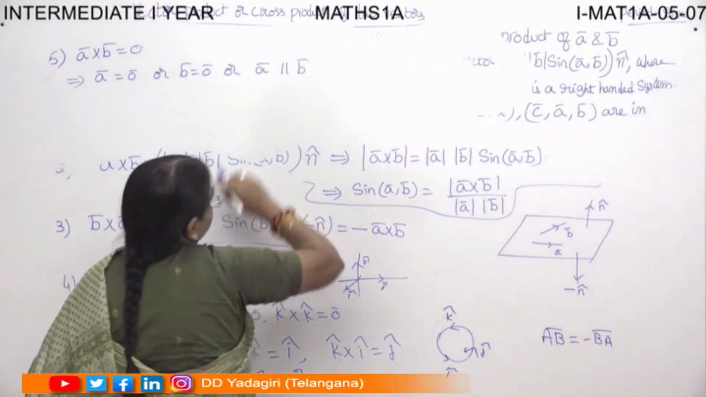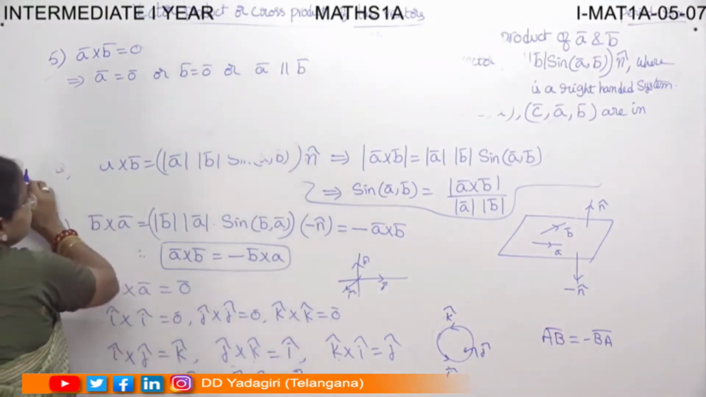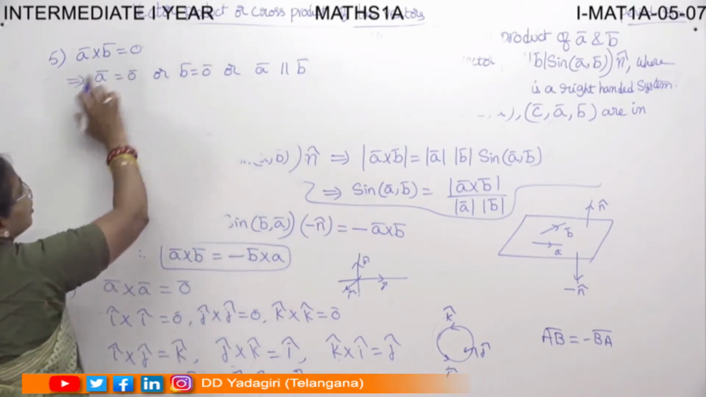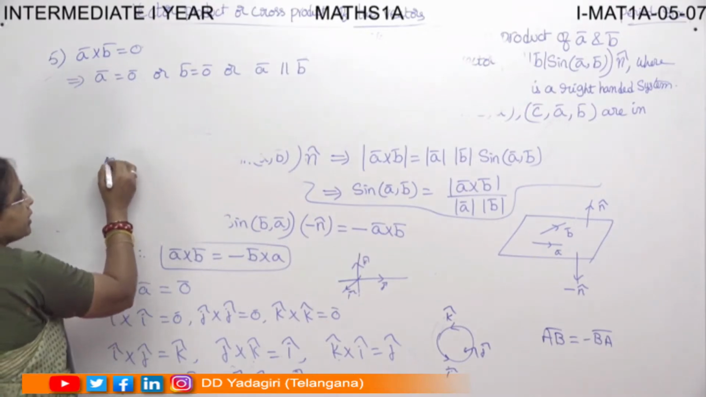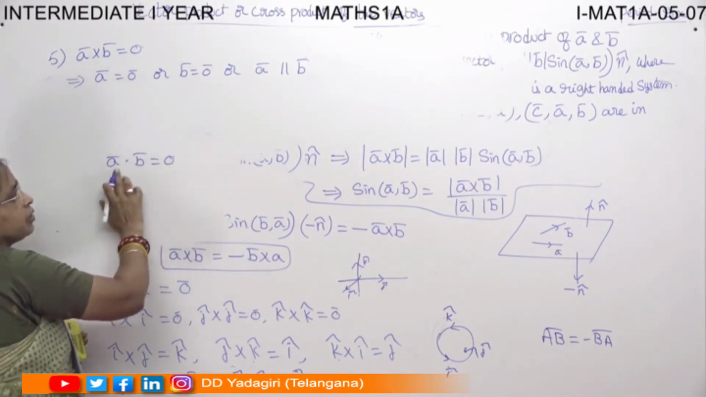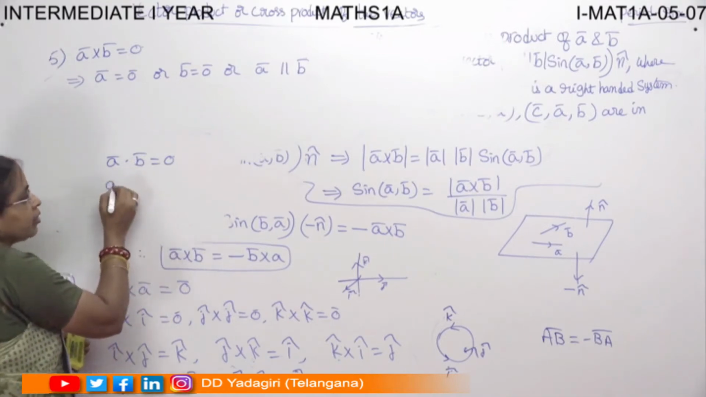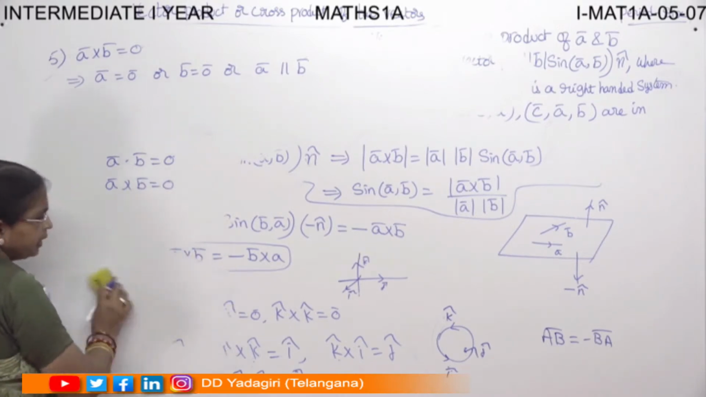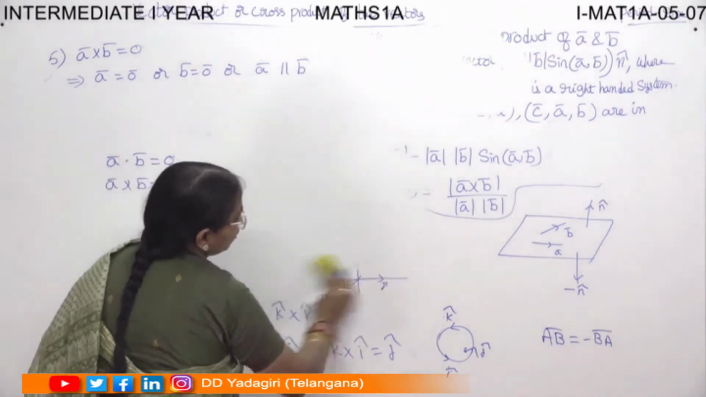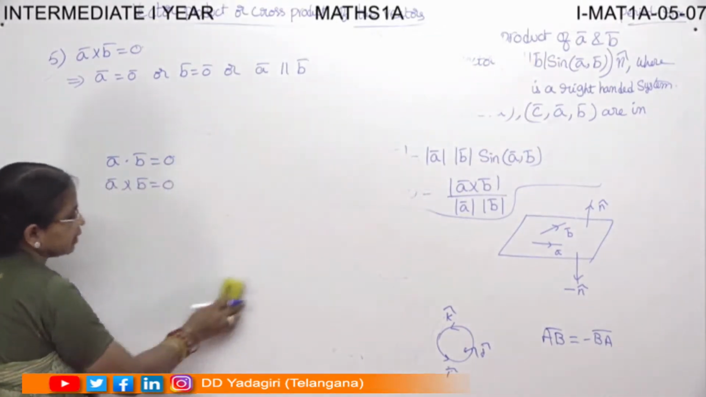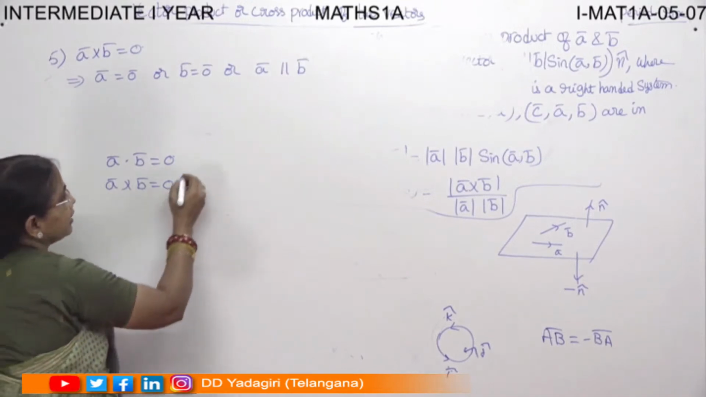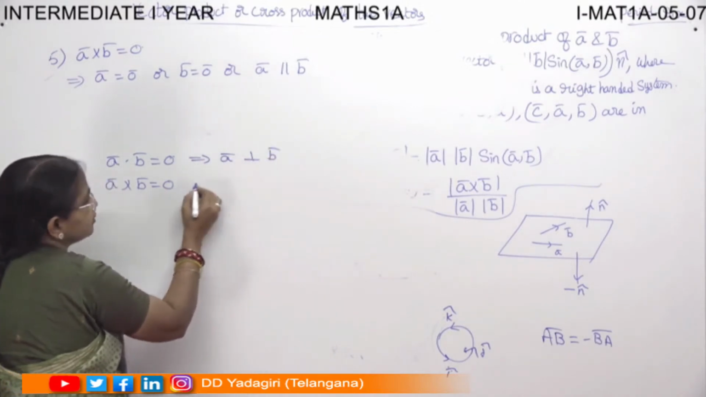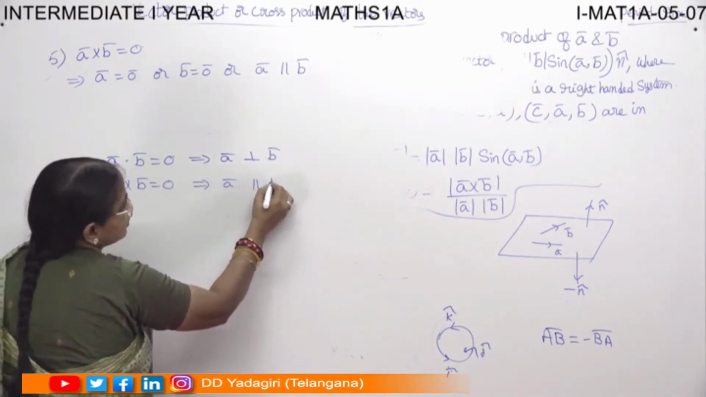So this implies A is the 0 vector, or B is the 0 vector, or A is parallel to B. In problems, if you have to show that two vectors are parallel or collinear, you can just show that their cross product is 0. In dot products, if A dot B is 0, A is perpendicular to B. If A cross B is equal to 0, then A is parallel to B.